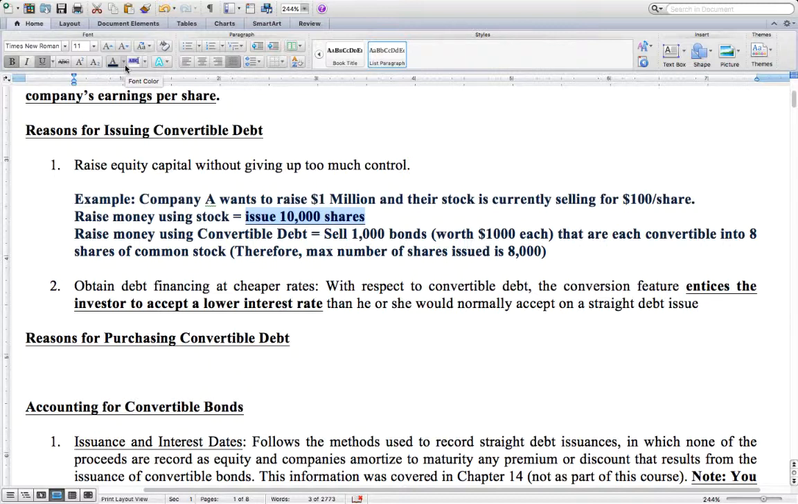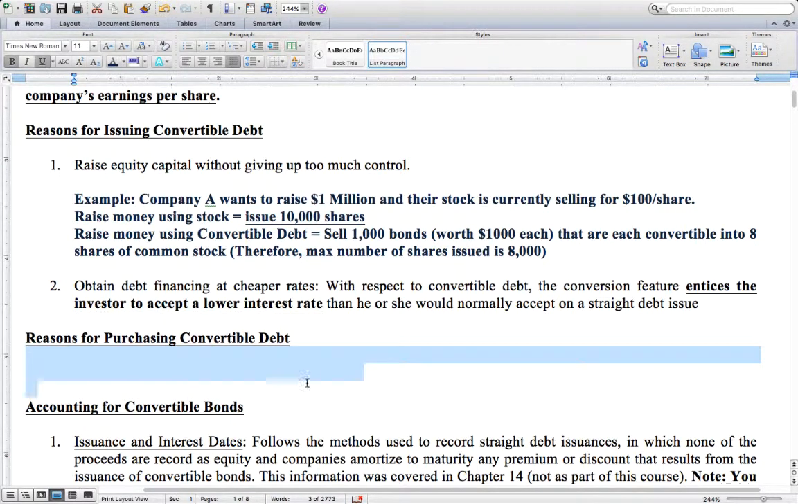The second reason is that they can often obtain debt financing at cheaper rates. One of the key reasons that convertible debt is enticing for companies is because the conversion feature entices investors to accept a lower interest rate than they normally would if they were just accepting a traditional bond that doesn't have any conversion features. So this allows them to manipulate the market, at the time when interest rates are high or interest rates are low, to use these features to their advantage.